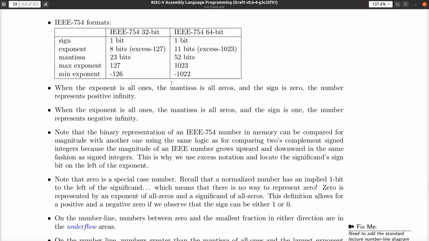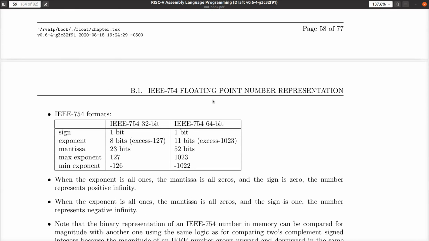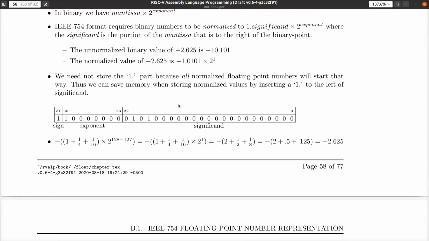All right, so this also presents a couple of problems, right? If every value that's ever stored in here has this implied value of 1 that's not stored in the significand, then there's no way to represent the value 0.